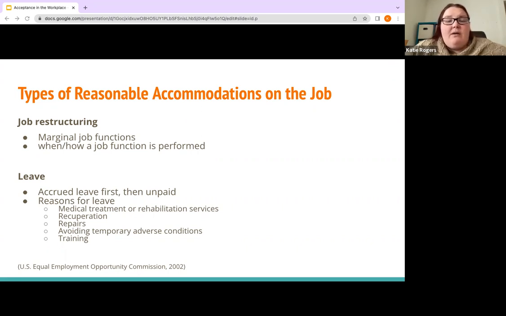When we talk about leave, permitting the use of accrued paid leave or unpaid leave is a form of reasonable accommodation when necessitated by an employee's disability. So the employer does not have to provide paid leave beyond that which would be provided to similarly situated employees. But the employer should allow the employee to exhaust all paid leave before taking unpaid leave. So you're allowed to take all of your paid leave before you become unpaid. And if an equivalent position is not available upon return, then the employer must look for a vacant position at a lower level.